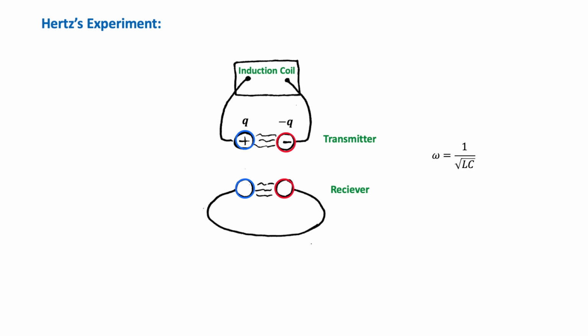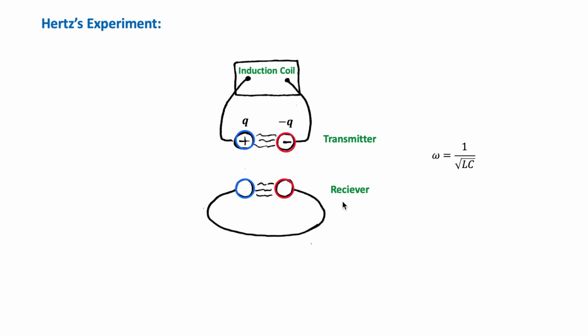So because the free charges in the transmitter circuit are oscillating, they are accelerating, and we know that accelerating charges emit electromagnetic waves, okay? So electromagnetic waves are radiated at this frequency of 100 megahertz. So Hertz detected these waves by using a second loop which represents the receiver, okay?